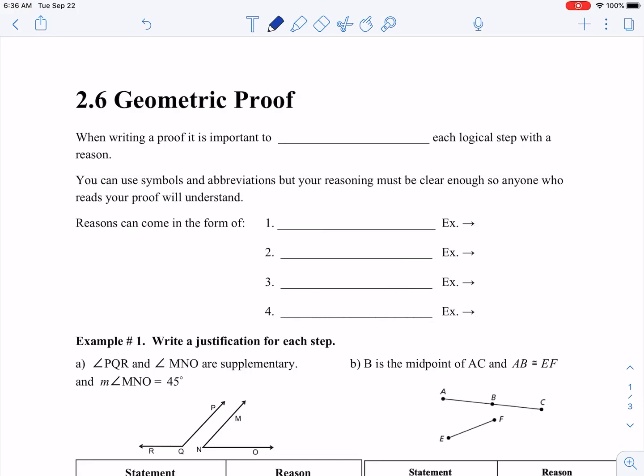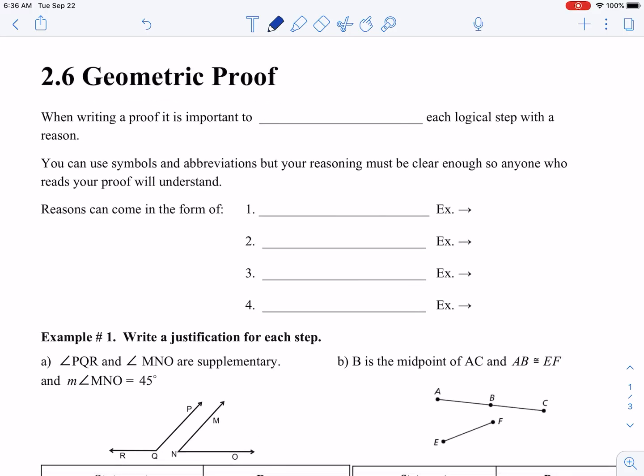All right, moving on to geometric proofs. Last section we spent a lot of time solving algebraic equations and proving each step. Now we're going to solve some angles, solve some segments, and provide a geometric reason for each of those steps.